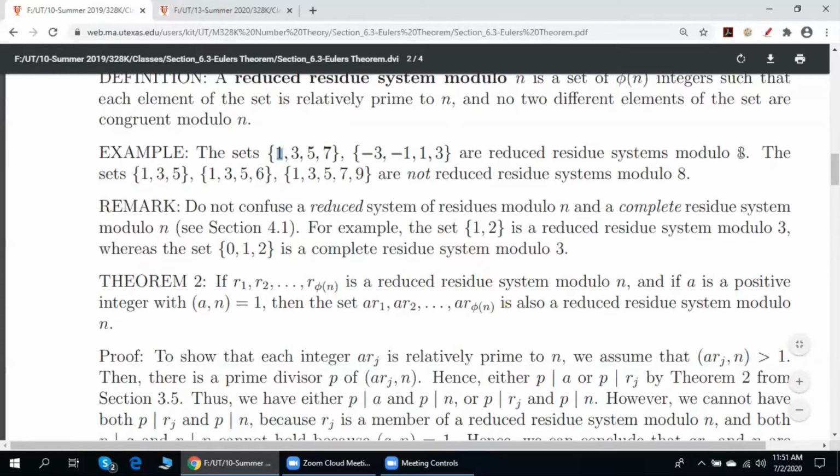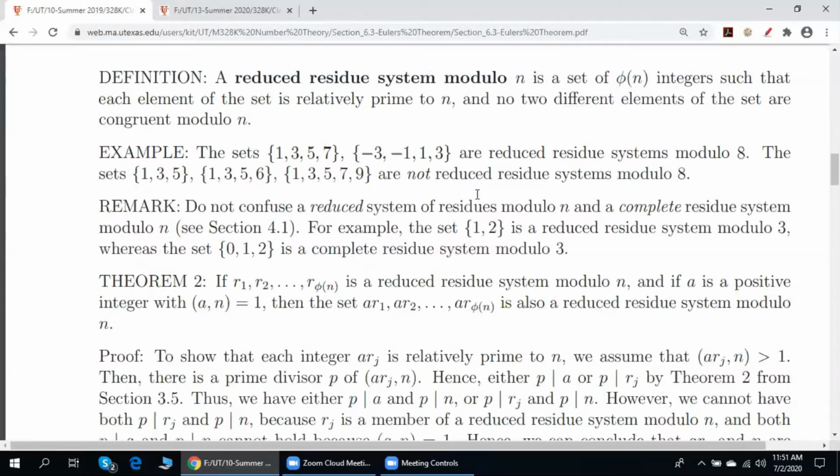1 is relatively prime to 8. 3 is relatively prime to 8. 5 is relatively prime to 8. 7 is relatively prime to 8. Same over here. Each of these numbers is relatively prime to 8. Lastly, no two different elements of the set are congruent modulo n.